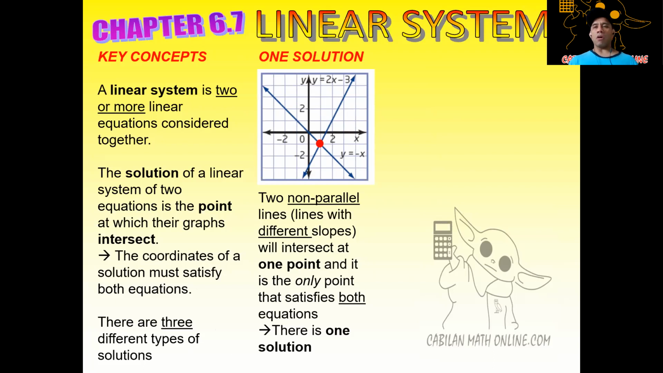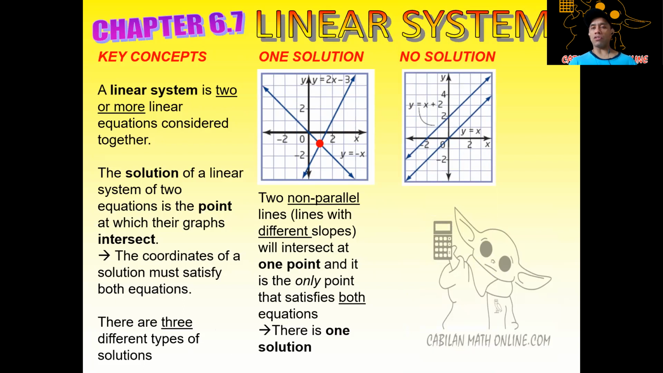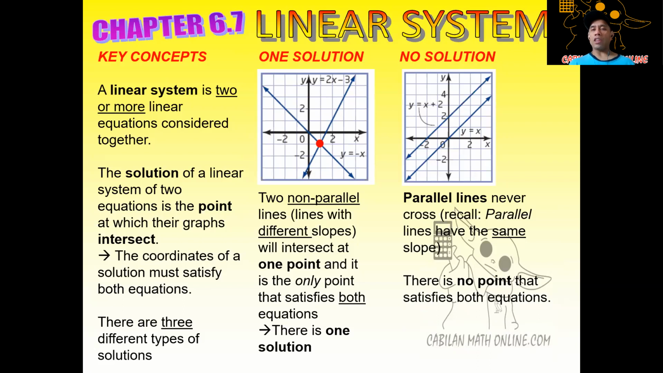A few lessons ago, we discovered what it means for lines to be parallel, and that's an example of what's called no solution. Notice in the diagram we have two lines that will never ever meet. We discovered in that chapter that parallel lines will never meet, and they have slopes that are exactly the same. So in this case, there is no point where these lines will ever meet because they are parallel. Just to double check, we have y = x + 2 for the top line and y = x for the bottom line. They both have a slope of 1, so since they have the same slope, these lines are parallel. So that's what we've covered: one solution and no solution.